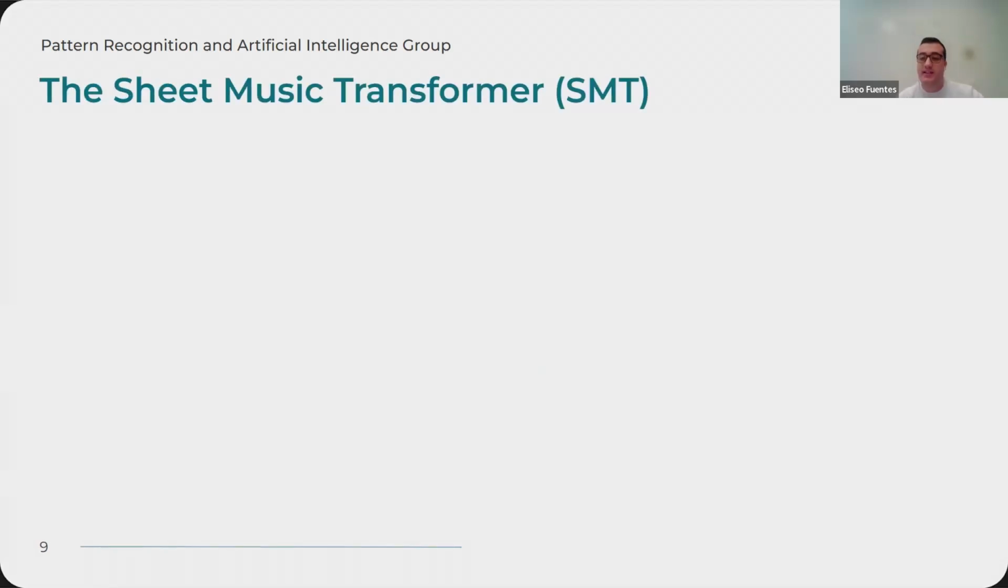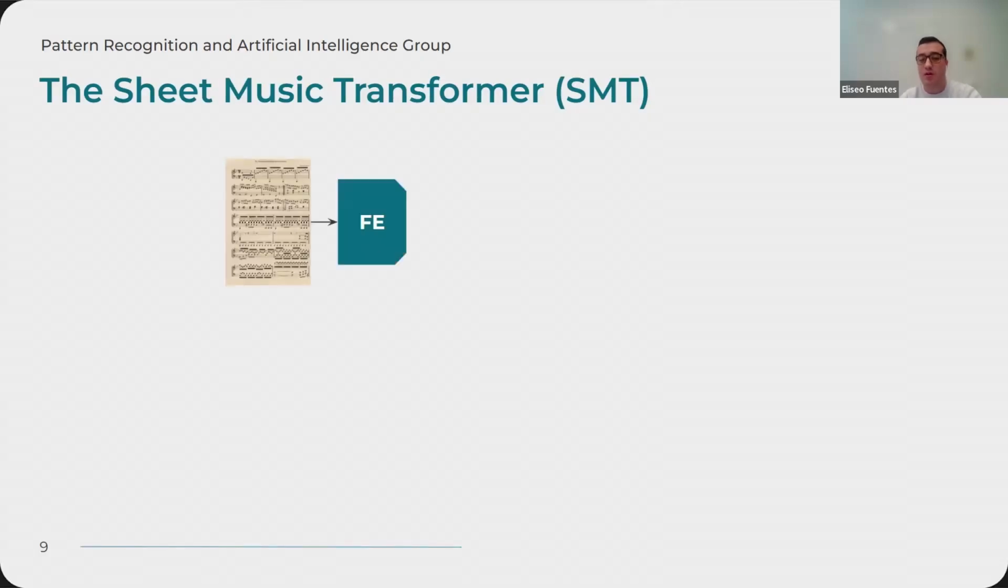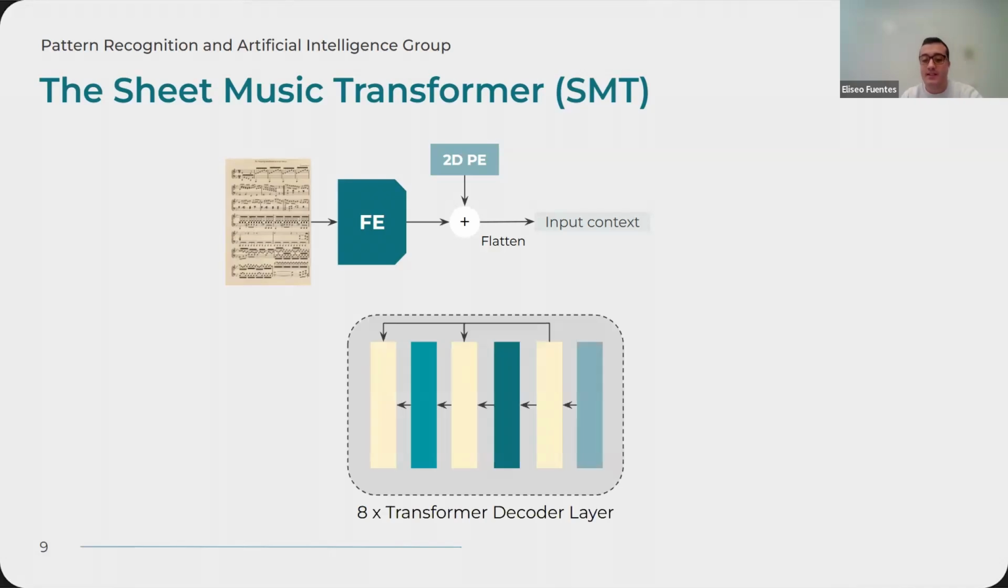Well, the sheet music transformer is an autoregressive neural network where you receive as input a full page score and it goes through a feature extractor process, usually a convolutional neural network. The representation of that is added to a 2D positional encoding to have a representation of the position both in the X and the Y axis. This is very relevant. And we get some context out of that, which is a feature map. This is fed into 8 transformer decoder layers, the transformer decoder we already know from machine translation, with a cross-attention mechanism that receives that input context from the feature map.